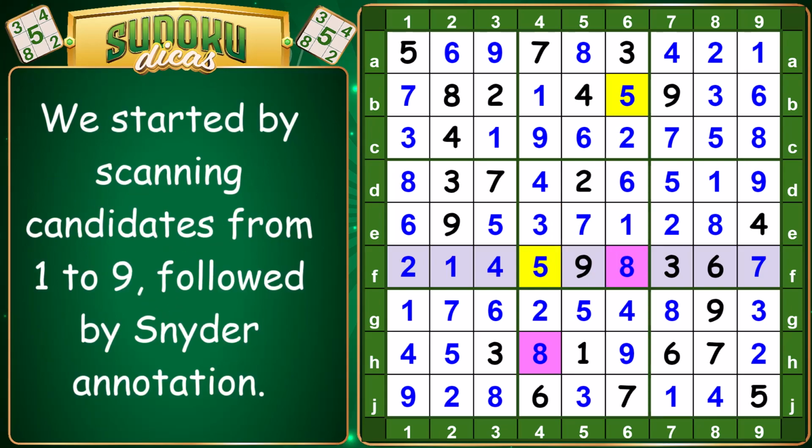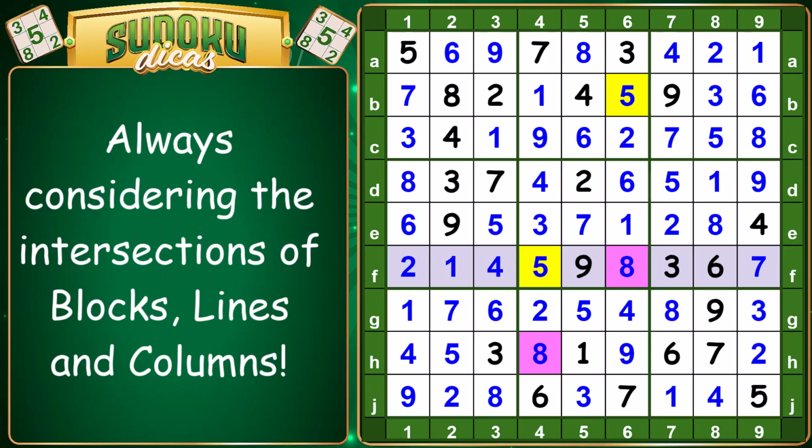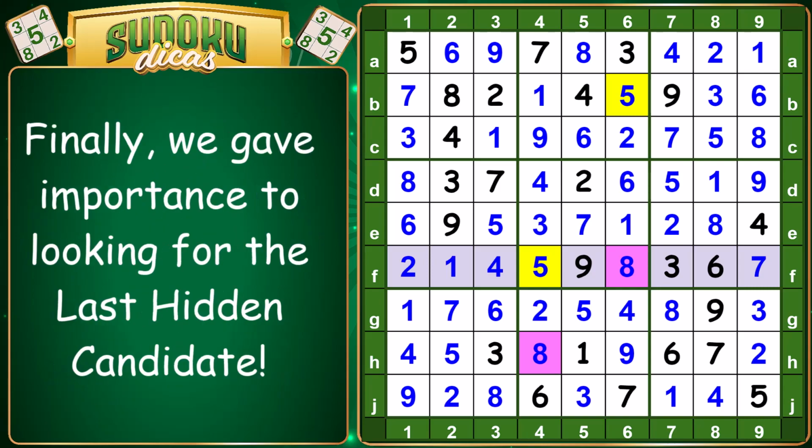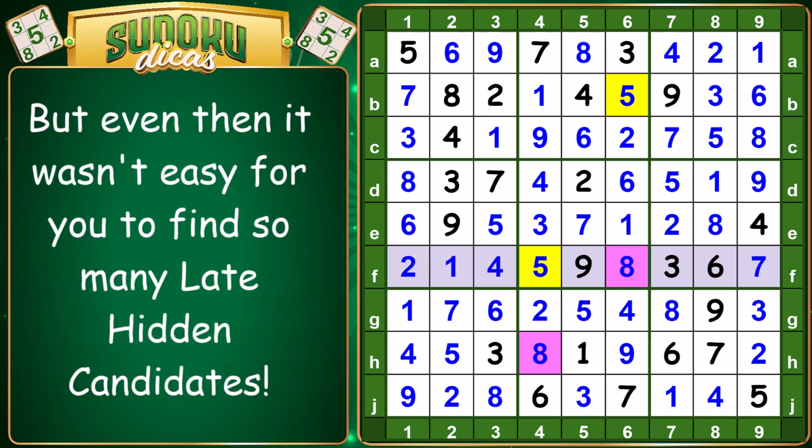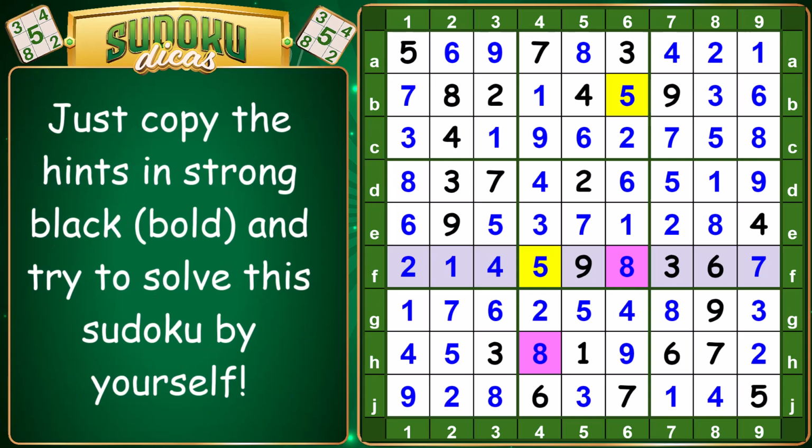We started by scanning candidates from 1 to 9, followed by Snyder annotation, always considering the intersections of blocks, lines and columns. Finally, we gave importance to looking for the last hidden candidate. This mid-level Sudoku puzzle didn't need any advanced skills. But even then it wasn't easy for you to find so many last hidden candidates. Just copy the clues in strong black, bold, and try to solve this Sudoku by yourself.